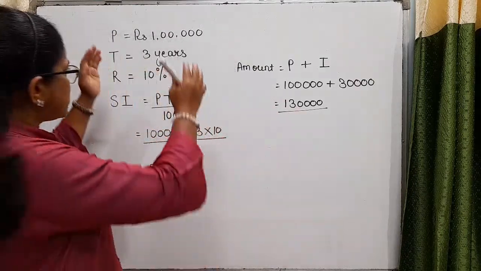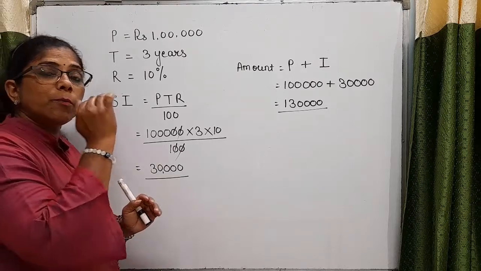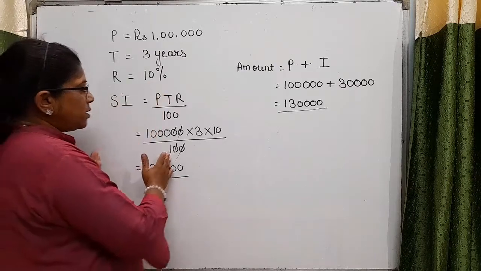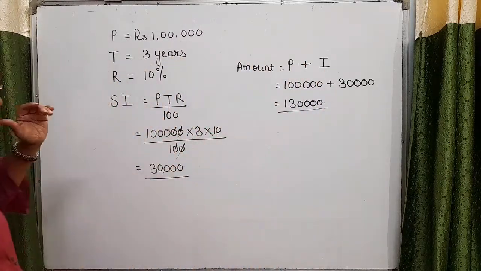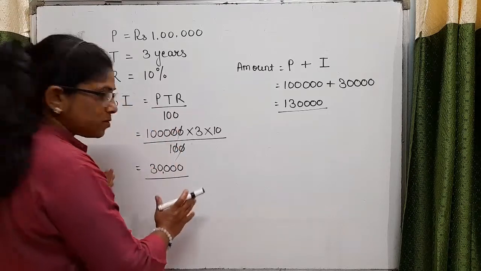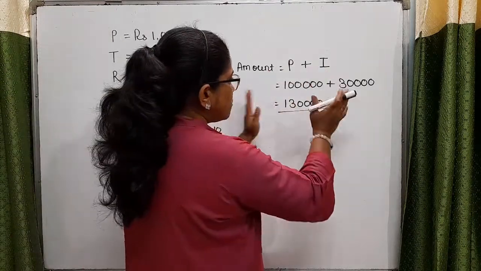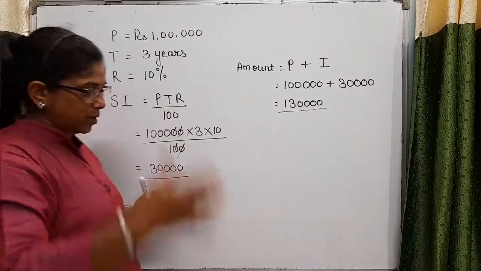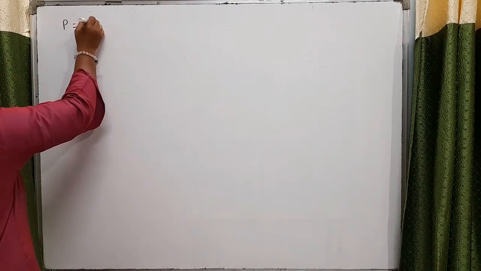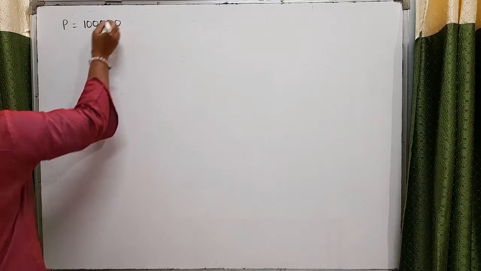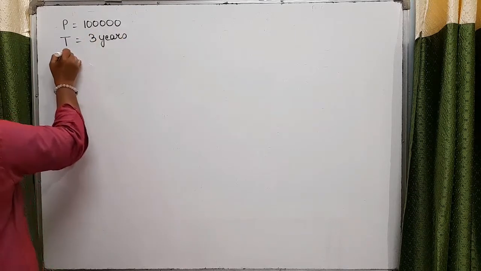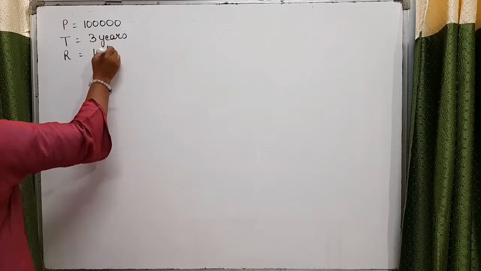Now with the same example, let's see how compound interest is calculated, and also let's check whether there is any difference between simple interest and compound interest. We will just remember, simple interest is 30,000 and after 3 years we have to pay 1,30,000 to the bank. Now let's check the same case for compound interest. How much amount are we borrowing? 1 lakh. P is 1 lakh, for 3 years, and rate of interest is 10%.